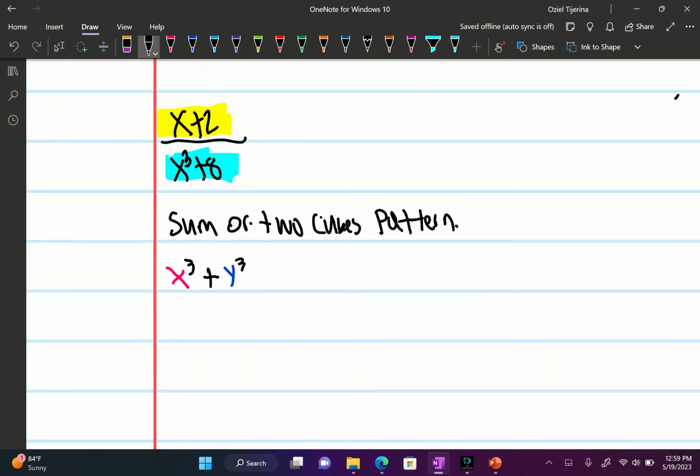Or actually, I'm sorry, plus y cubed, excuse me. It's going to be the following: the quantity x plus y. So let's do x plus y, x plus y, times, and it's going to be x squared minus xy plus y squared, right?